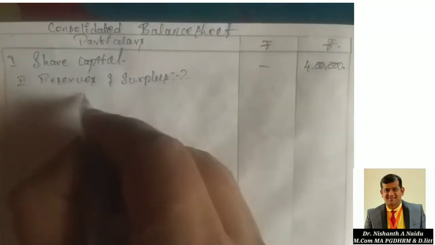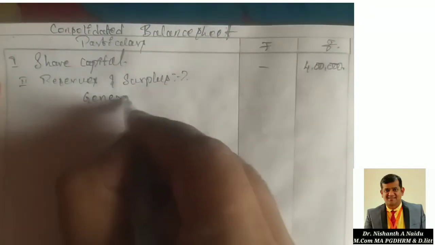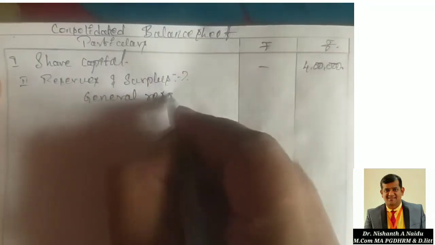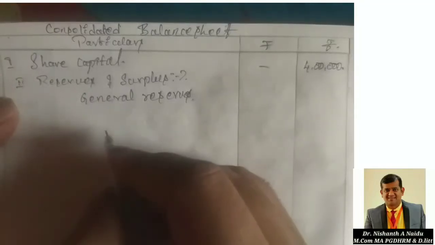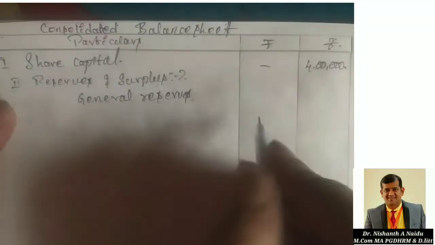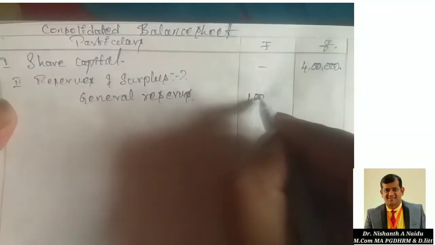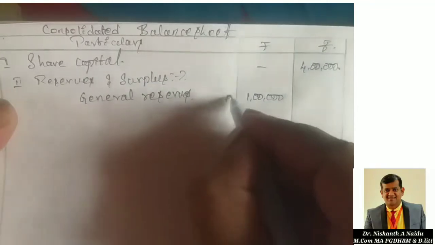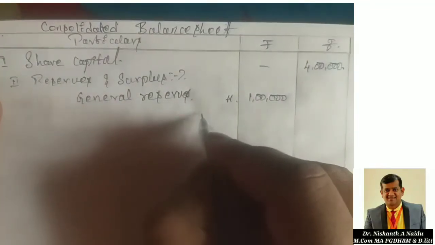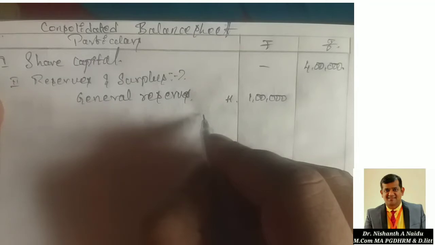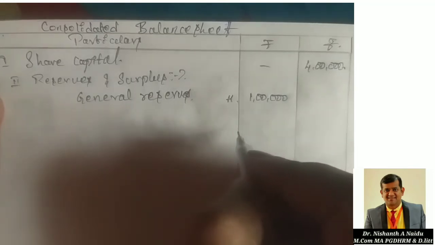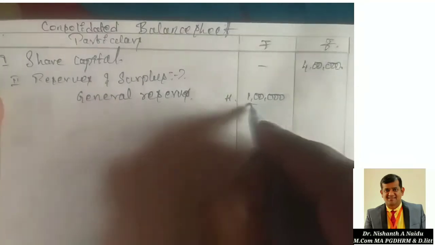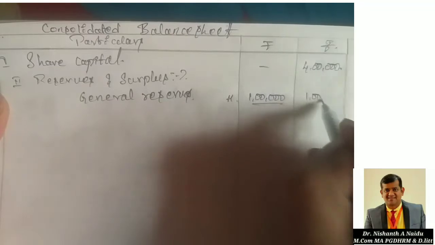Under that we have general reserves. General reserves of H Company Limited, how much? 1 lakh rupees. So I am going to carry that 1 lakh directly.